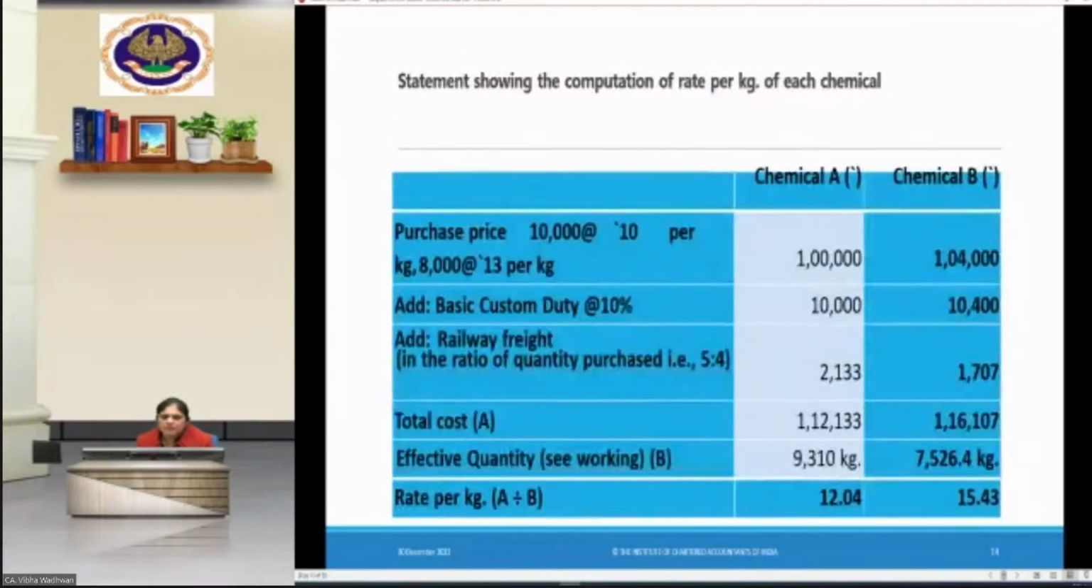All right, next. Basic custom duty of 10% we must have paid. Railway freight in the ratio of quantity purchased, 10,000 and 8,000. So 2,133 and 1,707 is the railway freight we have added. The total cost comes out to be this. Then the effective quantity, which we calculated in the previous slide, and the rate per kg. This is how you have to calculate the value of the material, taking care of every other cost, duty or tax which is included in the question. All right, so this is the way we calculate it.